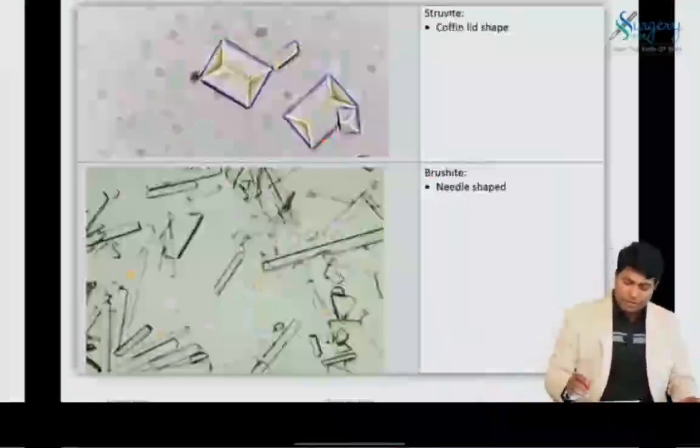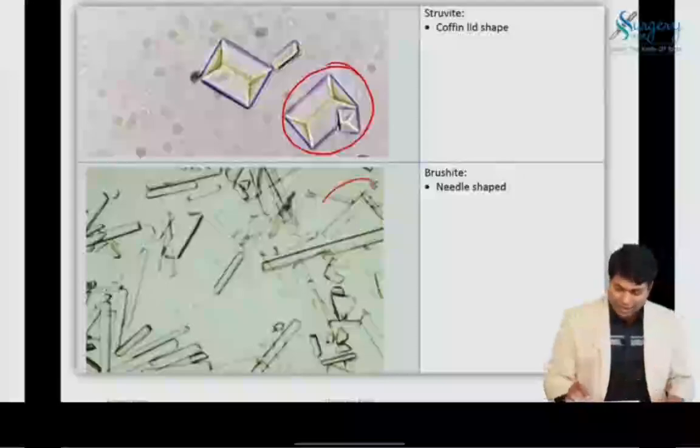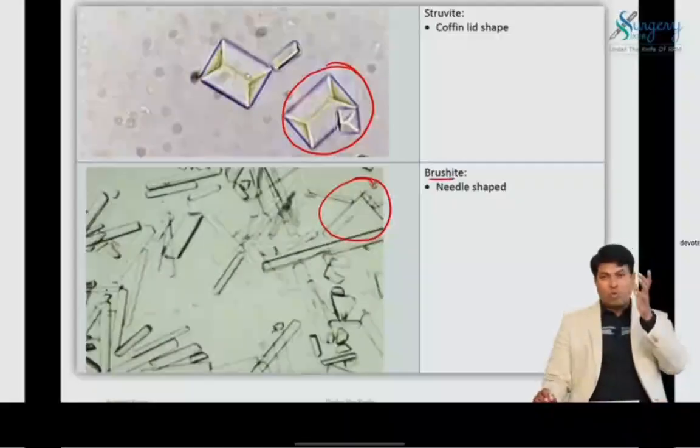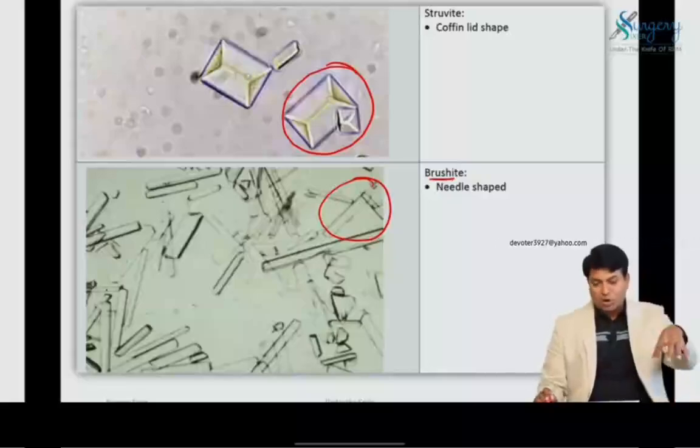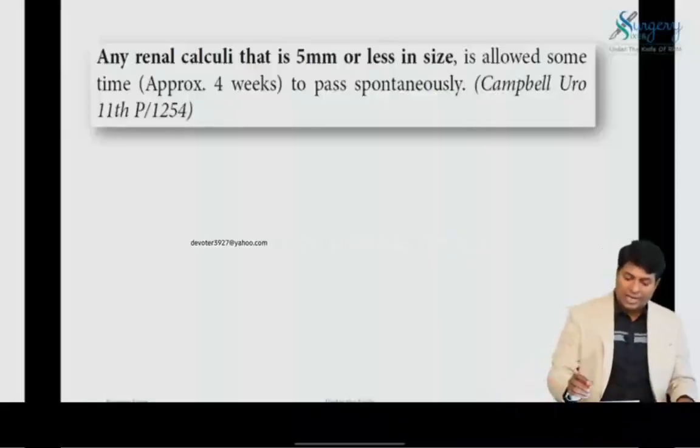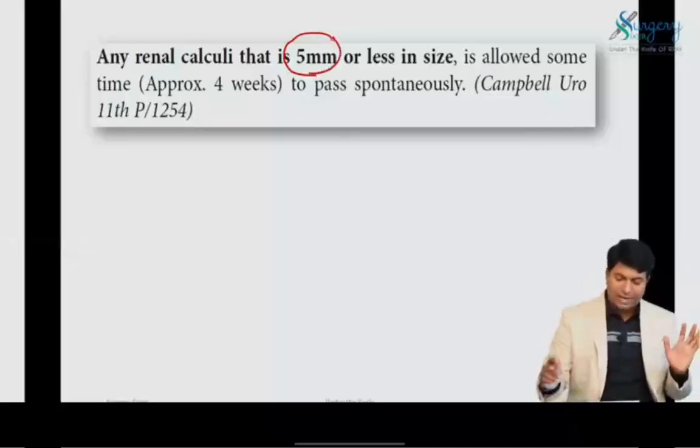So please remember, these are coffin lid crystals, coffin lid like. Needle shaped crystals are seen in brushite. Coffin lid: triple phosphate stone patients will die and we keep a coffin lid on them. Any calculus 5 mm or less we can wait. They will pass. 5 mm or less we can wait.